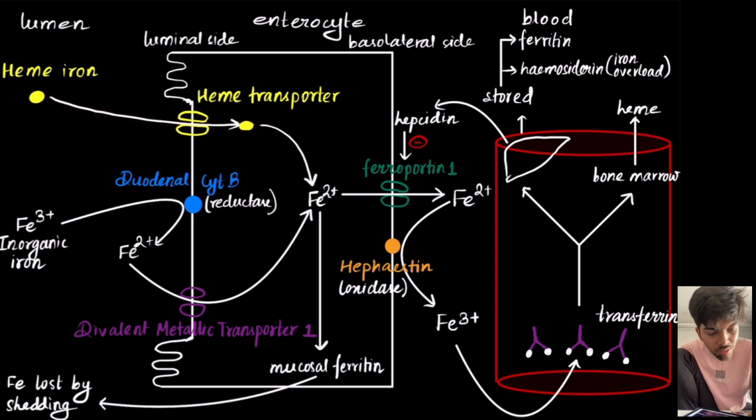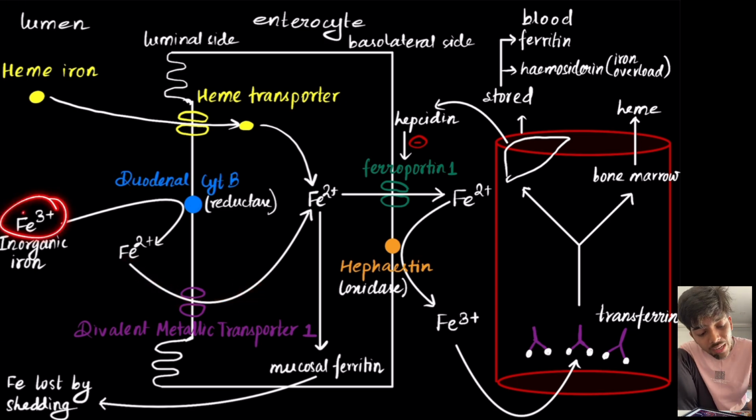But the inorganic iron obtained from plant product is present in ferric form. First, this ferric form is reduced to ferrous form. This is done with the help of a reductase enzyme present on the luminal side of the duodenum. That is why it is called duodenal cytochrome B. So duodenal cytochrome B reduces ferric to ferrous. One ferric gets converted to ferrous. Now this ferrous can be taken into the enterocyte.